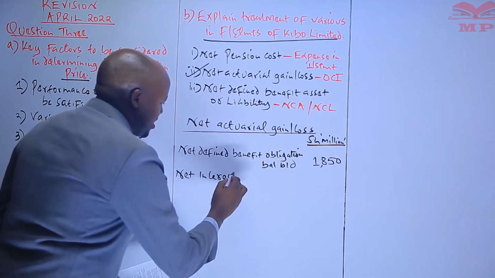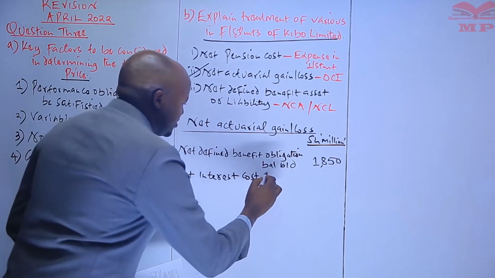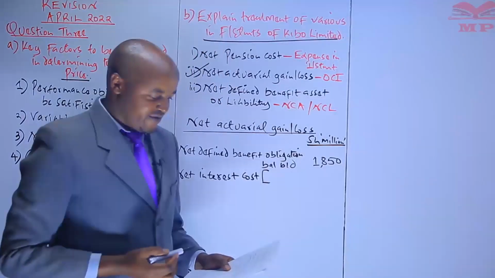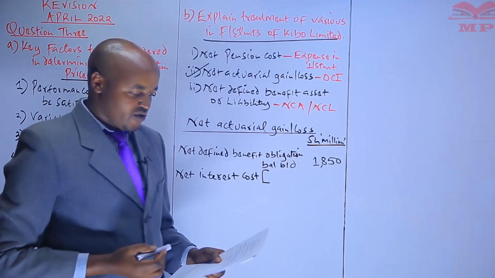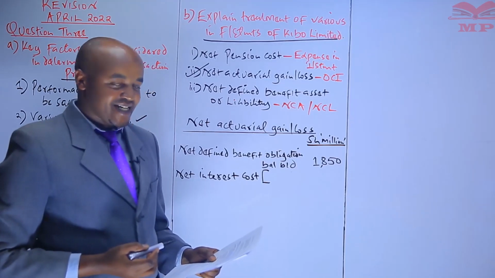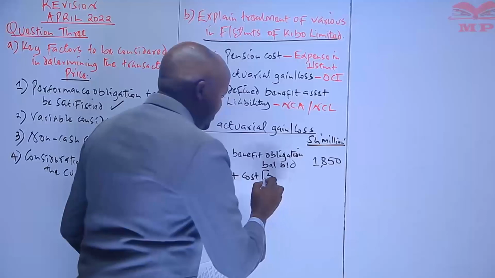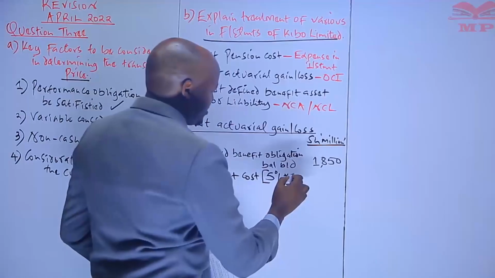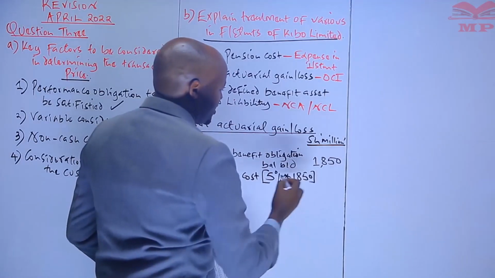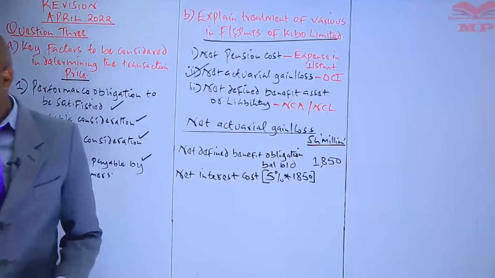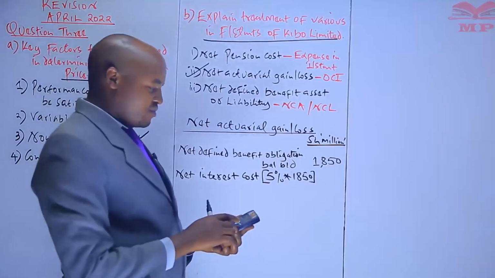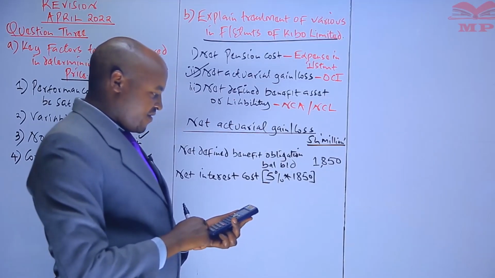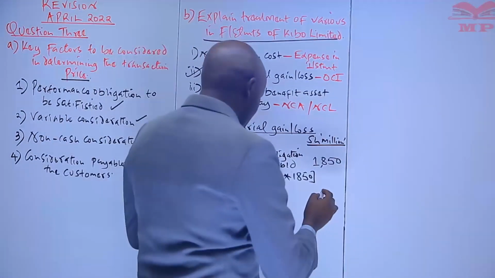This net interest cost we compute based on the rate you are given. If you go back to the question, in the last paragraph we are told the market yield of high quality corporate bonds is at the rate of 5%. So we take 5% of the net defined benefit obligation at the start, that is 5% of 1,850. So 0.05 times 1,850 gives us 92.5.